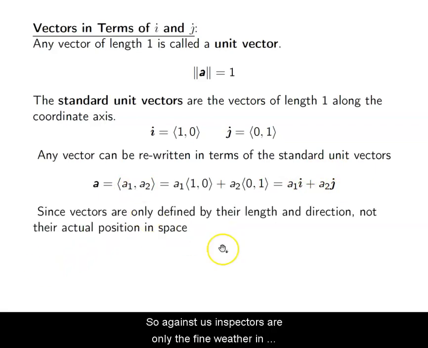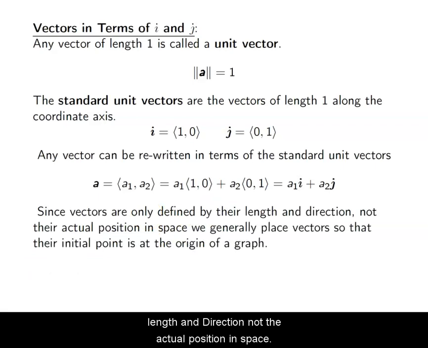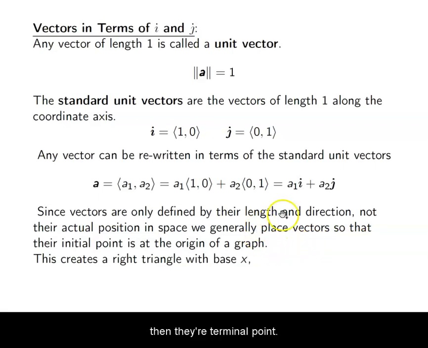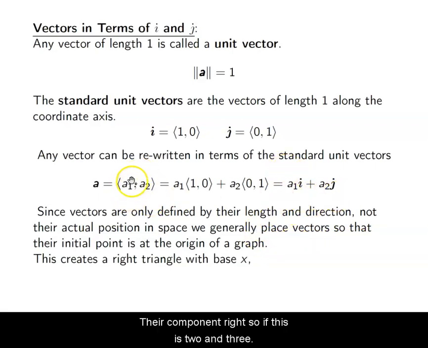Okay. So again, since vectors are only defined by their length and direction, not their actual position in space, we like to place vectors so that their initial point is at the origin. It just makes things easier to work with. That and then their terminal point will always just lie at their components, right?